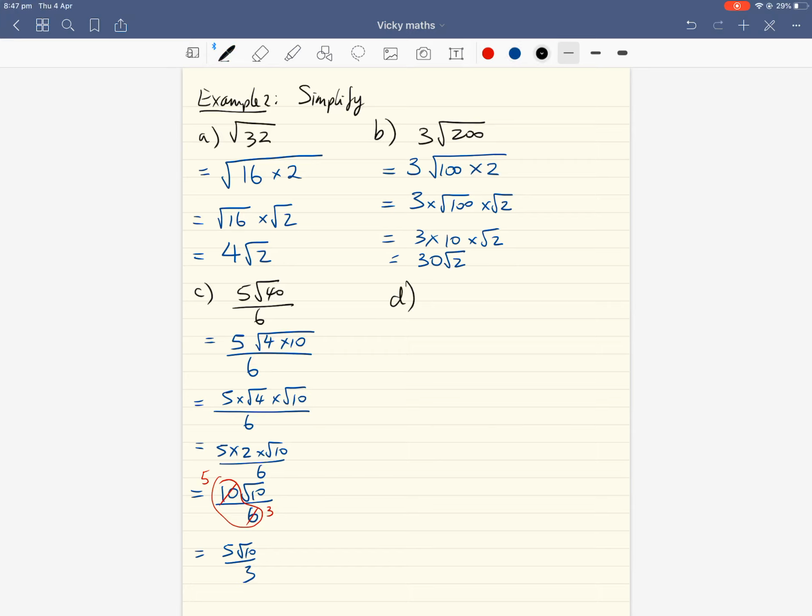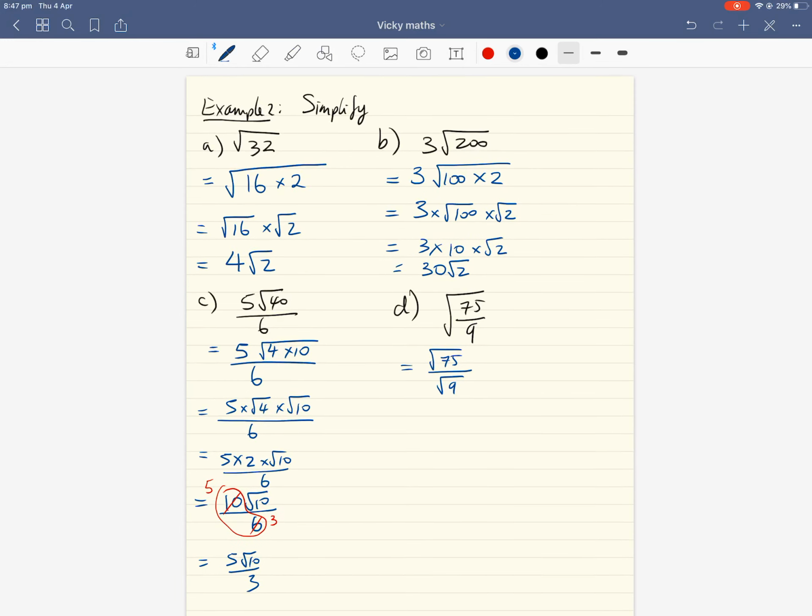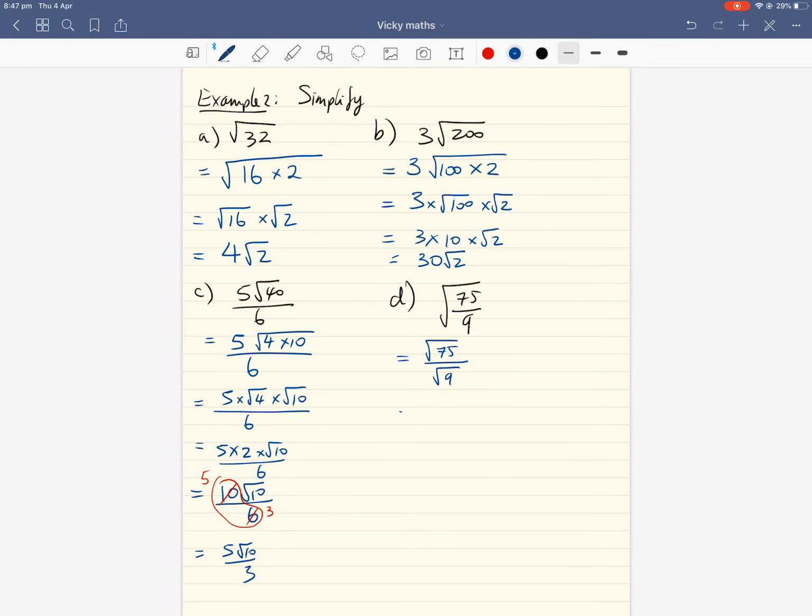Let's do D. It is root 75 over 9. You're square rooting a fraction, so we can split it. That becomes square root of 75 over square root of 9. 75 is a pretty big number. Can we write it as a product of a perfect square and some other number? Yes. 75 is 3 lots of 25, and square root of 9 is 3.